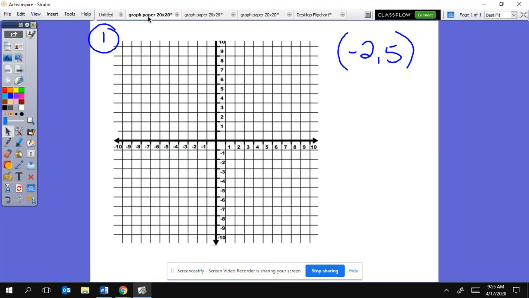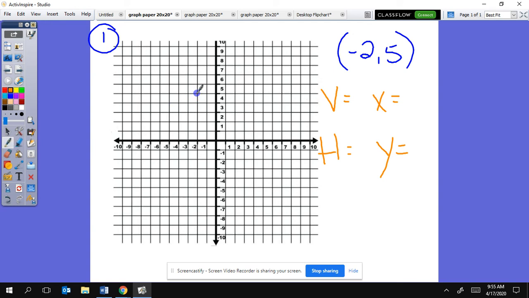Like here, so this is number 1. Number 1 is negative 2, 5. So on here, you can find the point negative 2, 5. That would be right here. And then what you're going to do is find the vertical line, and also find the horizontal line. So remember, your horizontal lines are your y equals lines, vertical lines are your x equals lines. You want to find those lines through this given point.